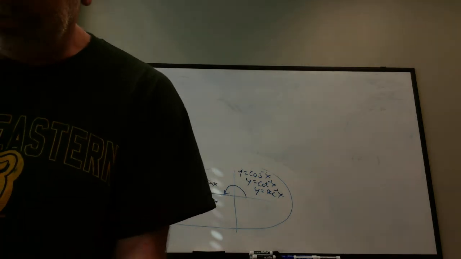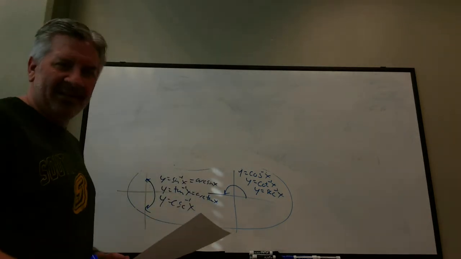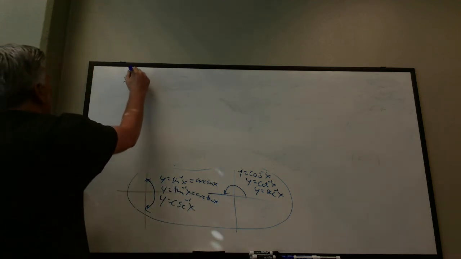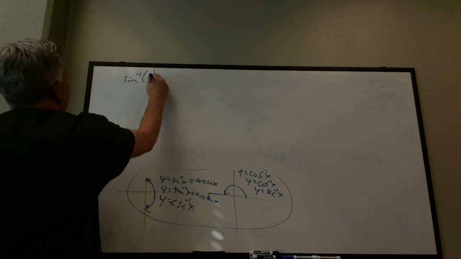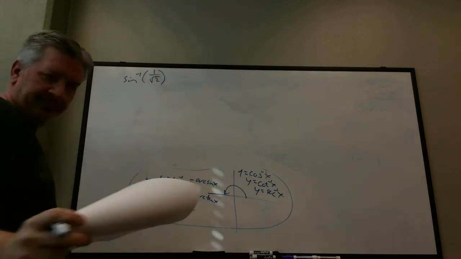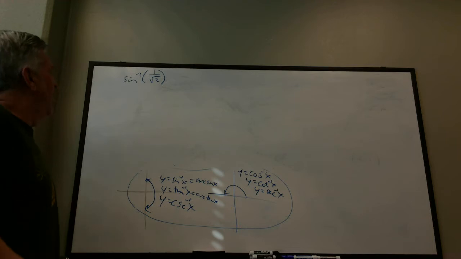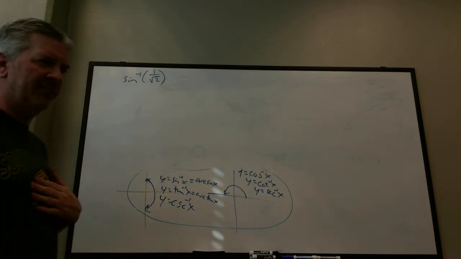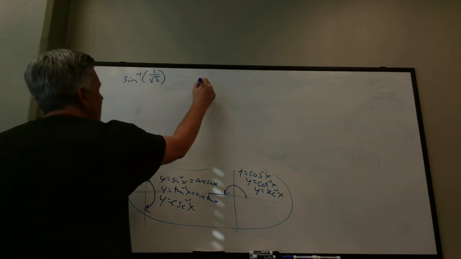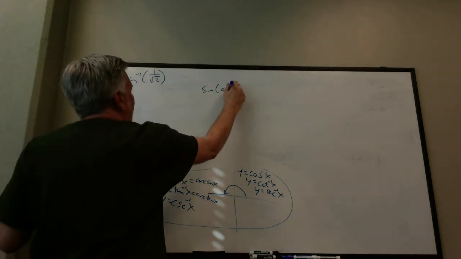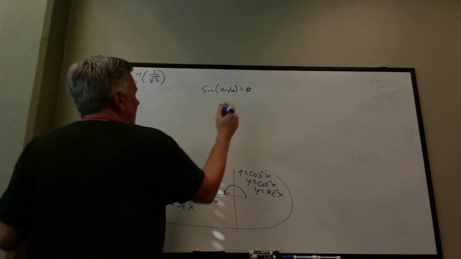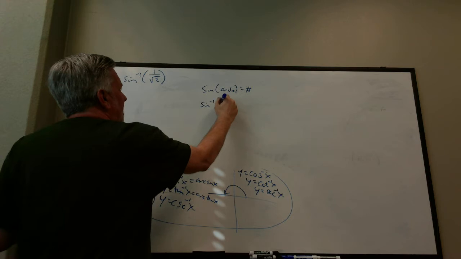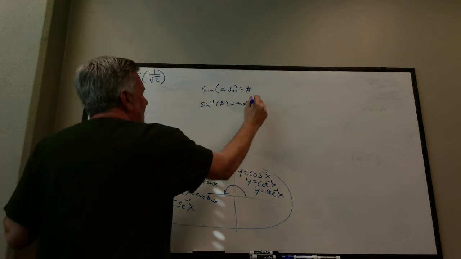Okay, so the first example says, find each exactly in radians. Exactly means don't use the calculator. And it says sine inverse of 1 over square root of 2. Now, I always try to get my bearings straight on these problems. What do I have? What am I looking for? So I always think of it this way. You take sine of an angle, and it spits out a number. That's what we've been doing. Therefore, sine inverse of the number spits out an angle.